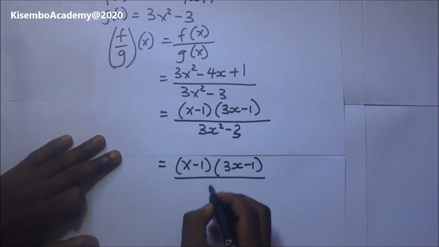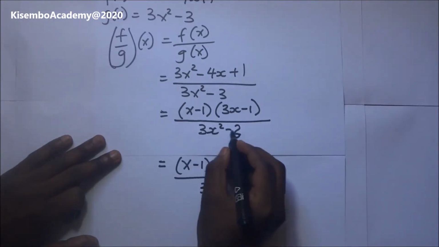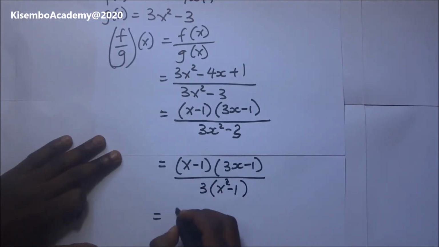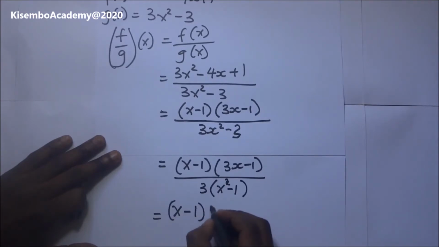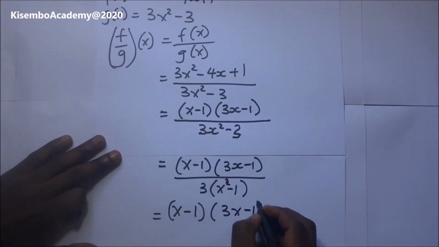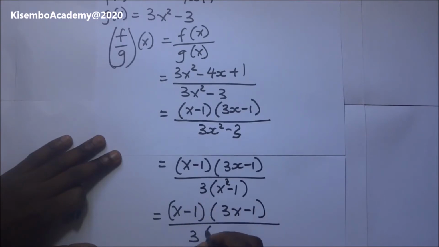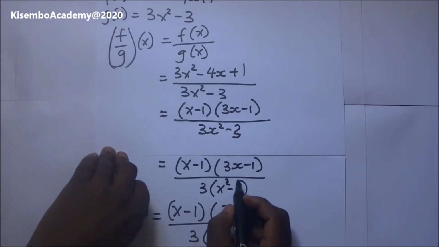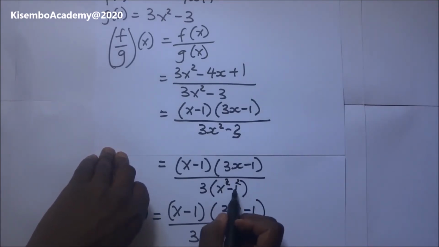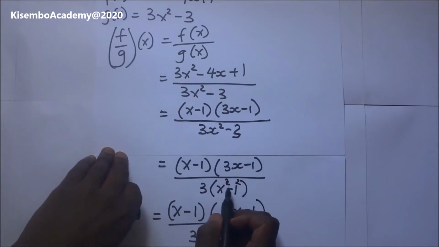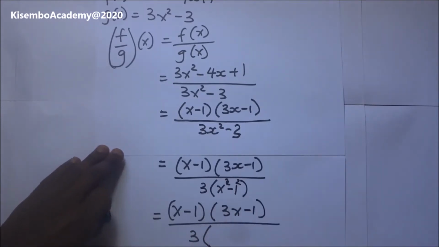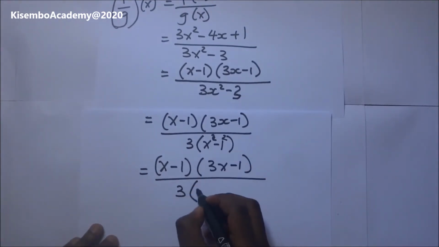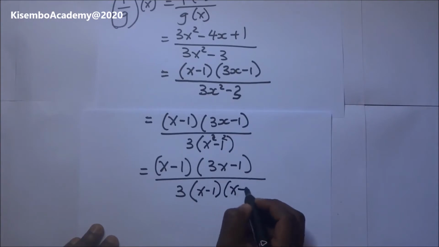So the common factor here is 3. It's going to become 3 into x squared minus 1. This is the same as saying x minus 1 into 3x minus 1, divide all that by 3, multiply that by x squared minus 1. X squared minus 1 is the same as x squared minus 1 squared, which gives us a difference of 2 squares. And how do we express difference of 2 squares? The identity in this case is going to become 3 into x minus 1 into x plus 1.